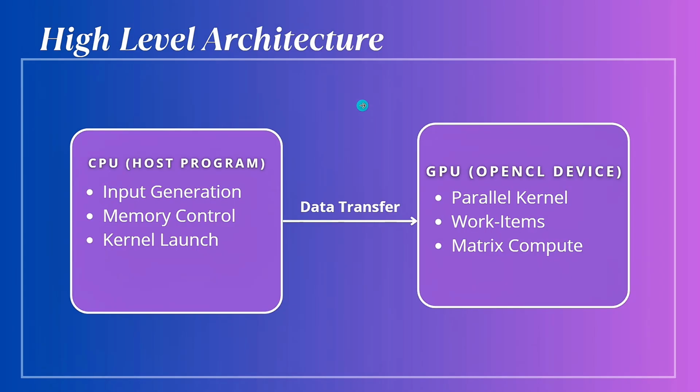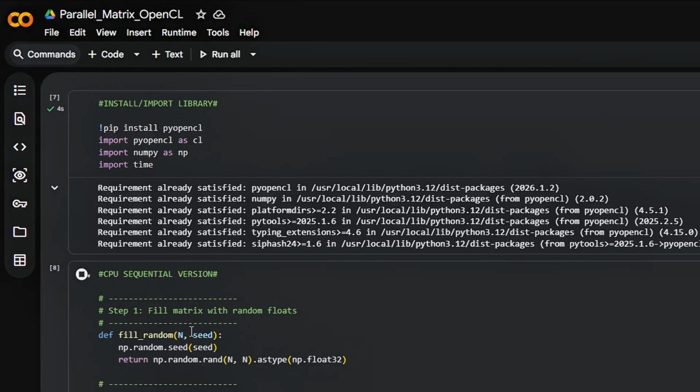So for the high-level architecture, it consists of a CPU host with RAM and an OpenCL device. The CPU generates input matrices, manages memory and the kernel, and verifies the result. And then the OpenCL devices execute the parallel kernel where each work item computes one element of the output matrix. Next, I will explain our code implementation.